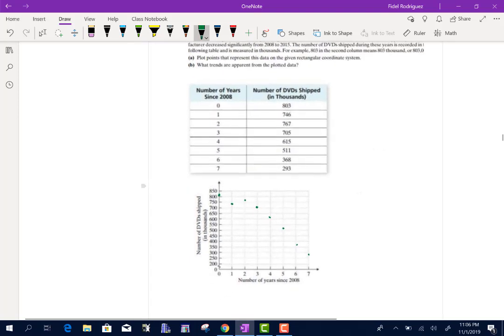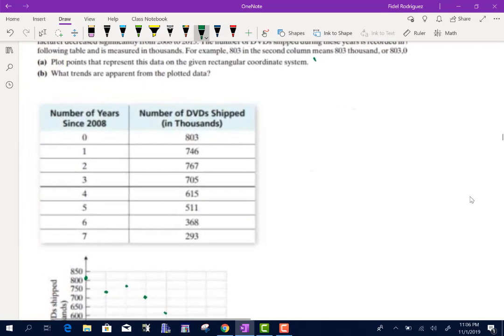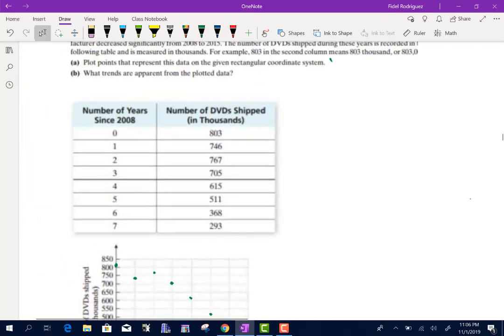Now, when I look at the question, it says plot the points, which we did. We did this in part A, right there. Okay. Part B says what trends are apparent from the plotted data.